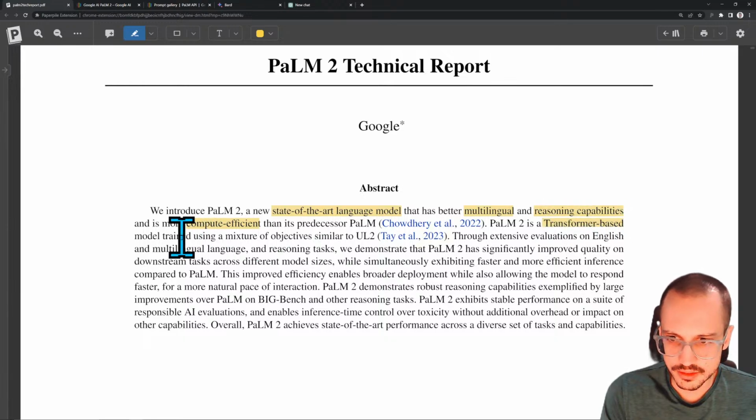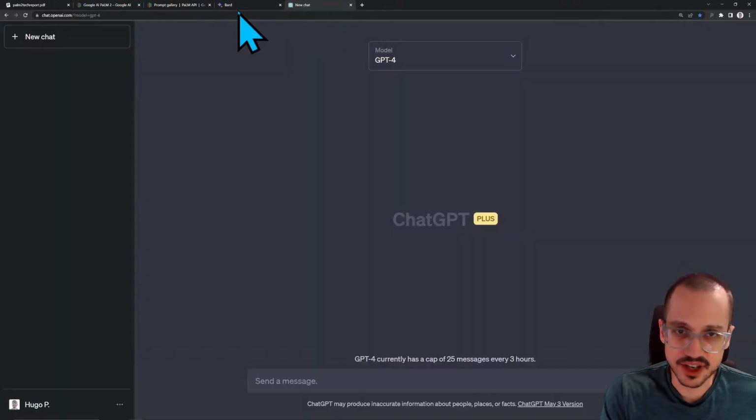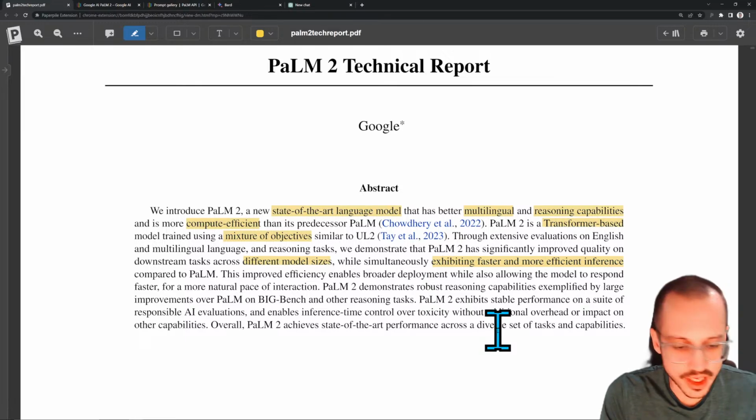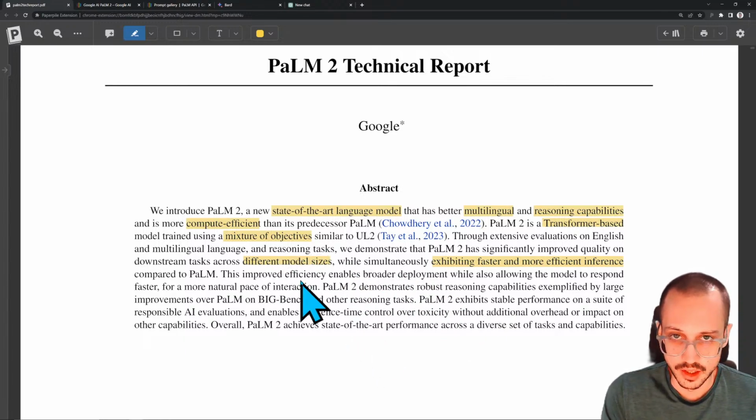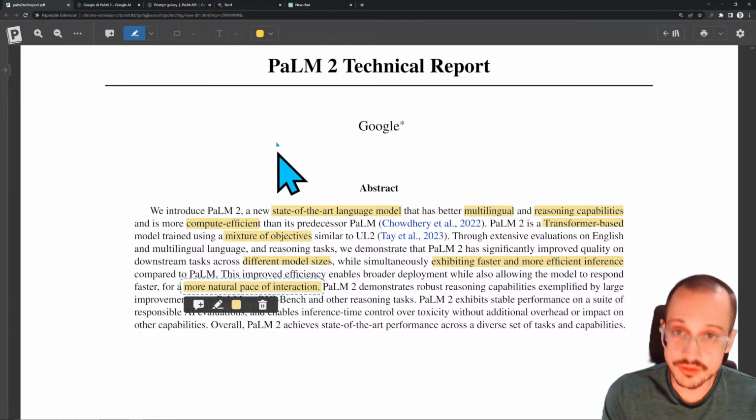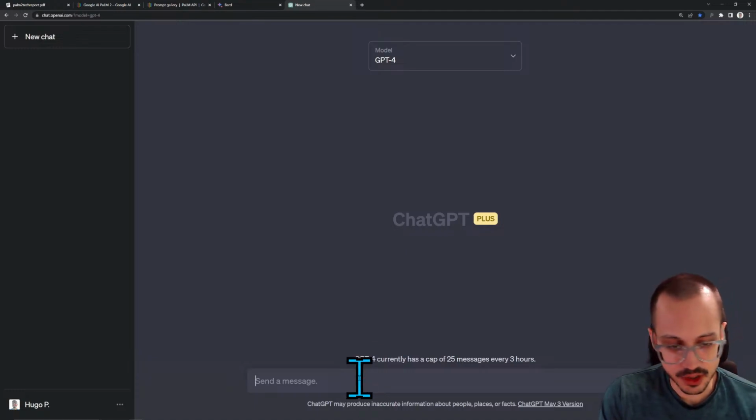"PaLM 2 is transformer-based, using a mixture of objectives similar to UL2. Through extensive evaluations on English and multilingual language and reasoning tasks, we demonstrate that PaLM 2 has significantly improved quality on downstream tasks across different model sizes," so they're going to have a couple different sizes, "while simultaneously exhibiting faster and more efficient inference." Yeah, especially now that everybody wants these chatbot services, very fast inference is very important, because they're also going to be paying a huge amount of money on compute. So as a big company, you certainly want performance, but you definitely want inference efficiency. "This improved efficiency enables broader deployment while also allowing the model to respond faster for a more natural pace of interaction." Taking a jab at GPT-4 there in the form of ChatGPT, everybody kind of knows this, but if you ask ChatGPT a question, it takes forever to answer.